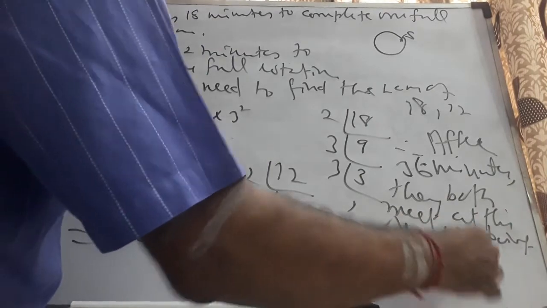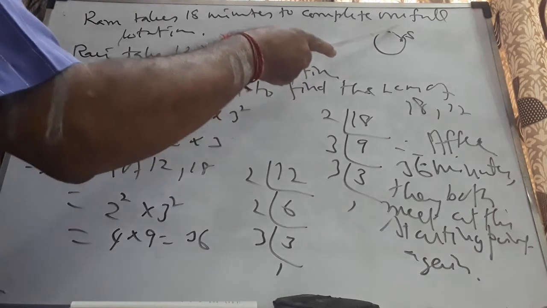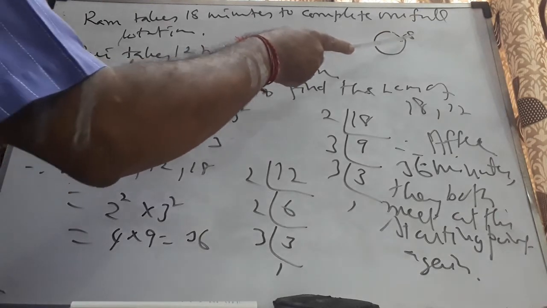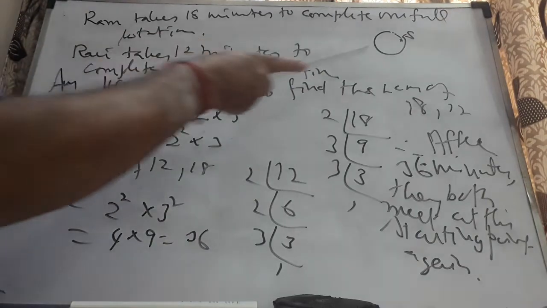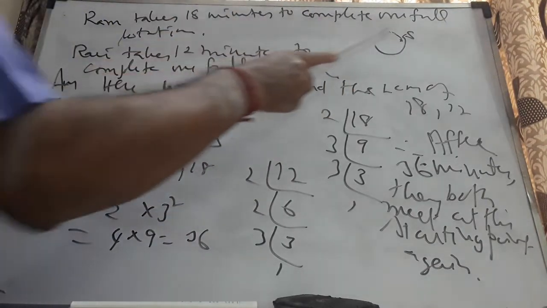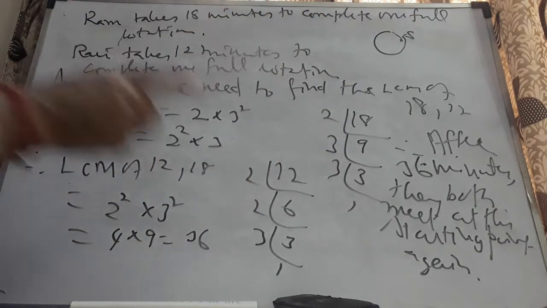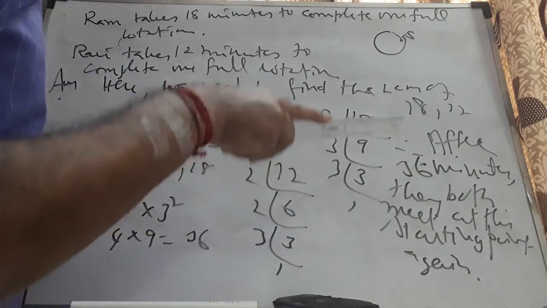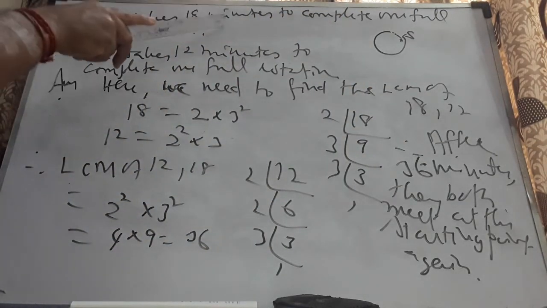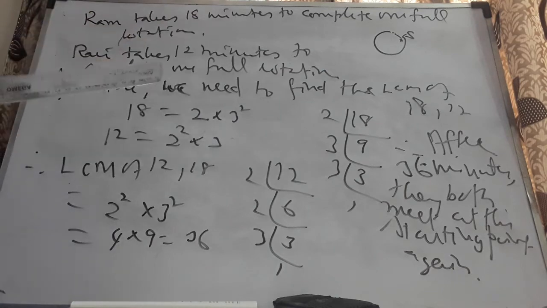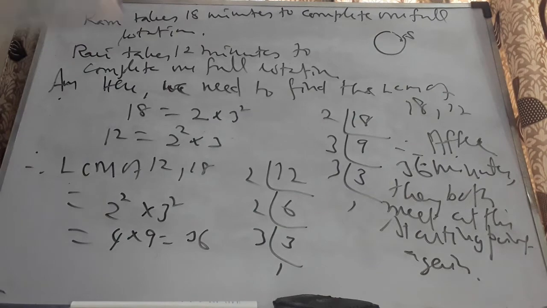Practically speaking, Ram will complete one full rotation in 18 minutes. He will come to the same point in 36 minutes. In 36 minutes, Ravi would have completed 3 complete rotations: 12, 24, 36. Therefore, after 36 minutes, they will be finishing 2 full rotations and 3 full rotations respectively. Therefore, they both meet.